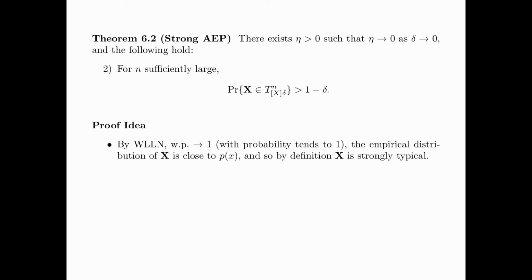Let us now discuss the second property of the strong AEP, which says that for n sufficiently large, the probability of getting a strongly delta typical sequence is very close to 1, specifically greater than 1 minus delta. The idea of this property is actually very simple, although the details of the proof are a little hairy. Basically, by the weak law of large numbers, with probability tending to 1 as n goes to infinity, the empirical distribution of the random sequence X is close to the true distribution p(x). And so by definition, X is strongly typical.